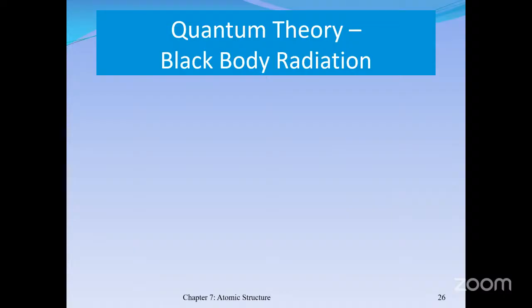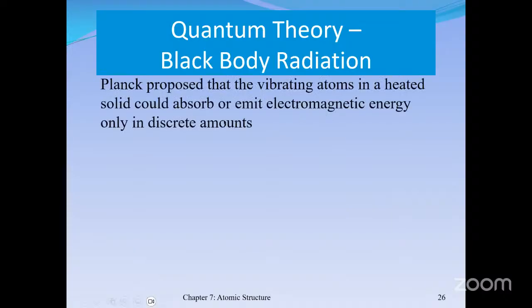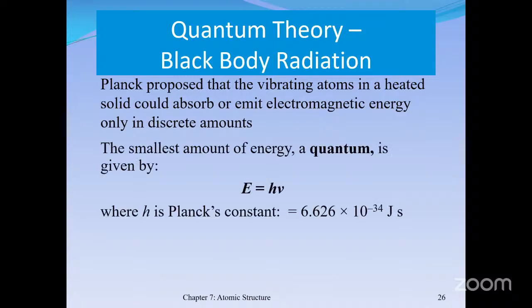All right, let me just quickly go through this idea of black body radiation, all right? So another scientist, I think he's from Germany, proposed that vibrating atoms in a heated solid could absorb or emit electromagnetic energy only in small, discrete amounts, all right? And he determined that the energy of that electromagnetic energy that's emitted or absorbed can be calculated using this formula: E is equal to h nu. Now, E is the energy, nu is the frequency.